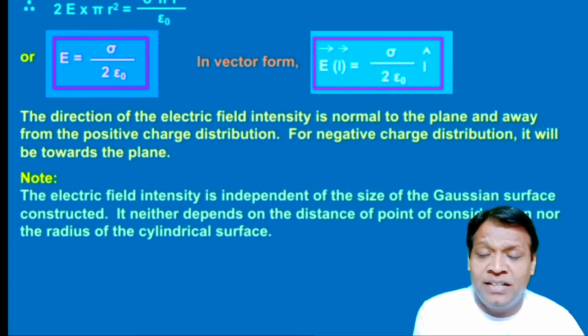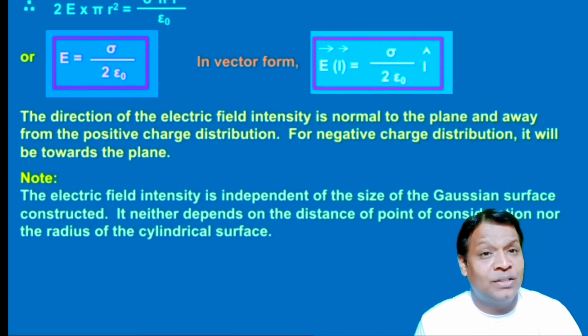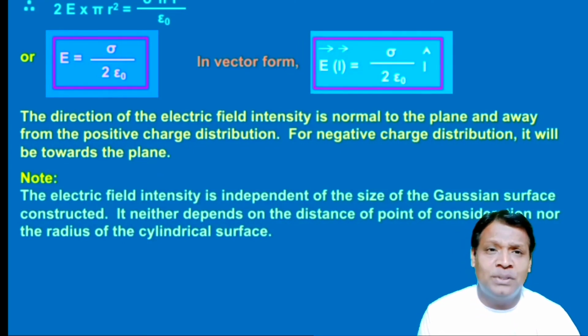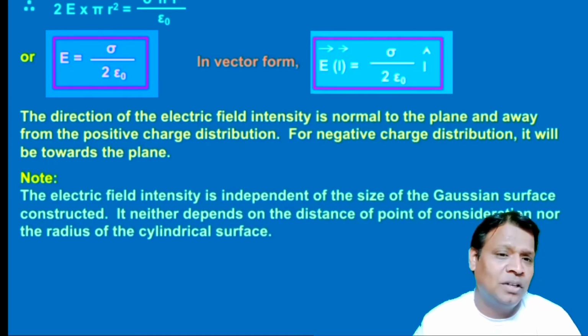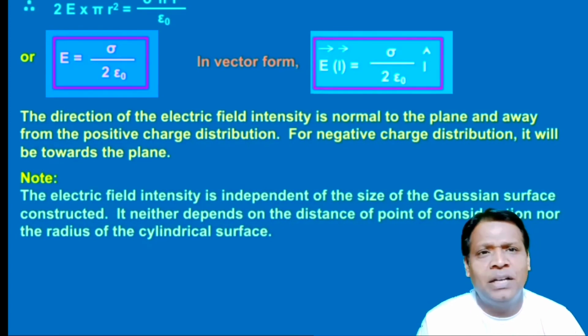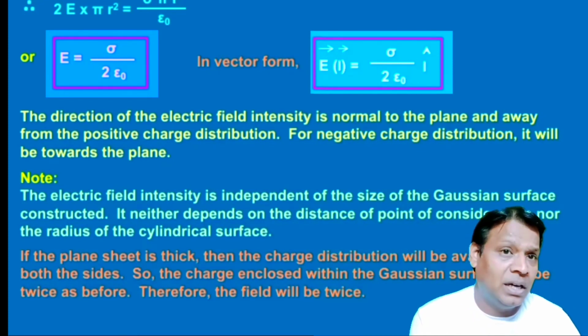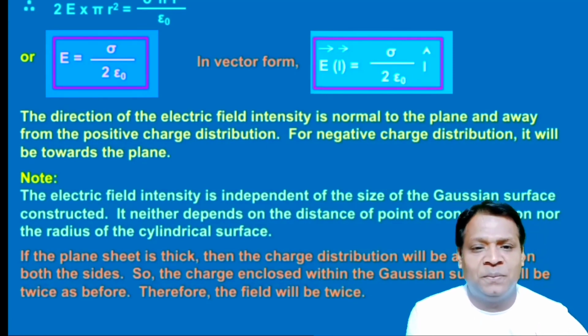Now, one important thing, just note it here. The electric field intensity is independent of the size of the plate or the size of the Gaussian surface which you have constructed. That's why we have chosen the cylindrical surface for simple purposes. And it neither depends upon the distance of the point of observation from the plate. That is a very important thing. But regarding the earlier articles, as you know, due to a point charge, E depends on r, but here the intensity of the electric field is totally independent of the distance.